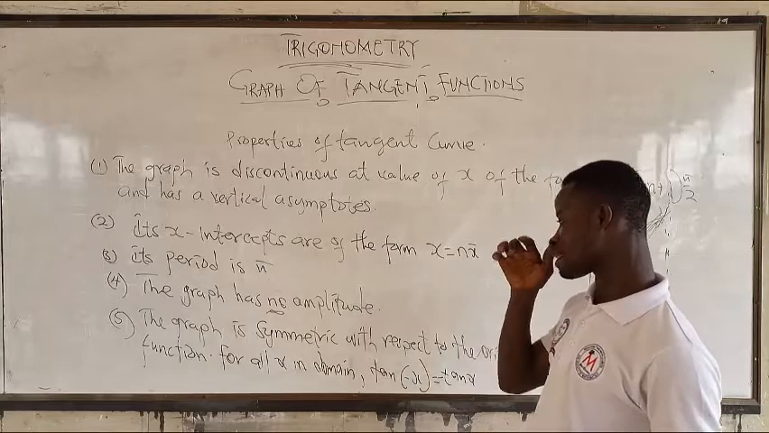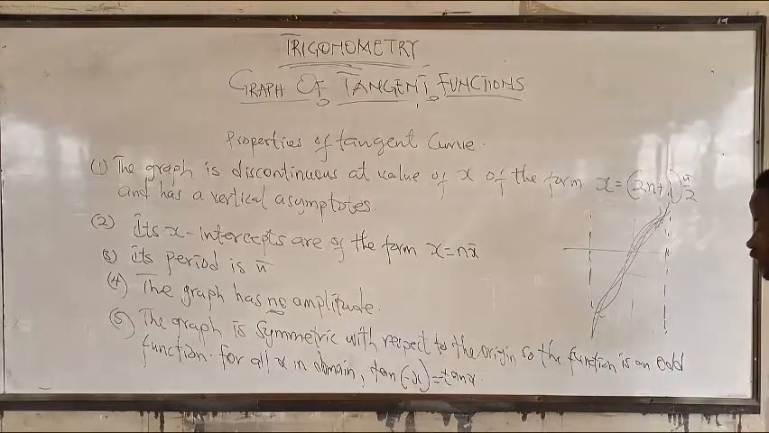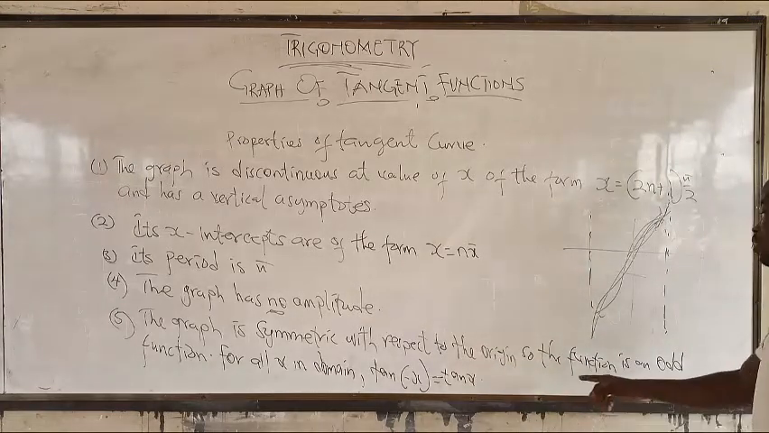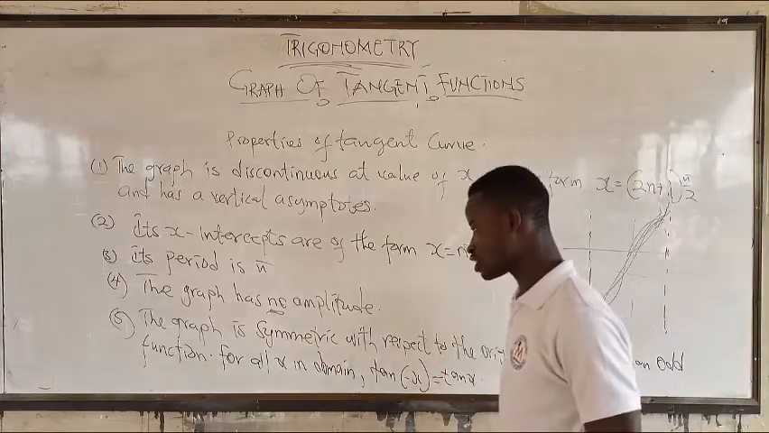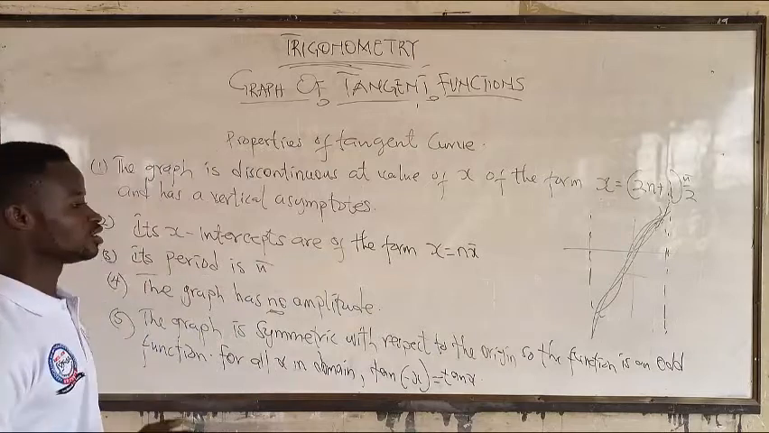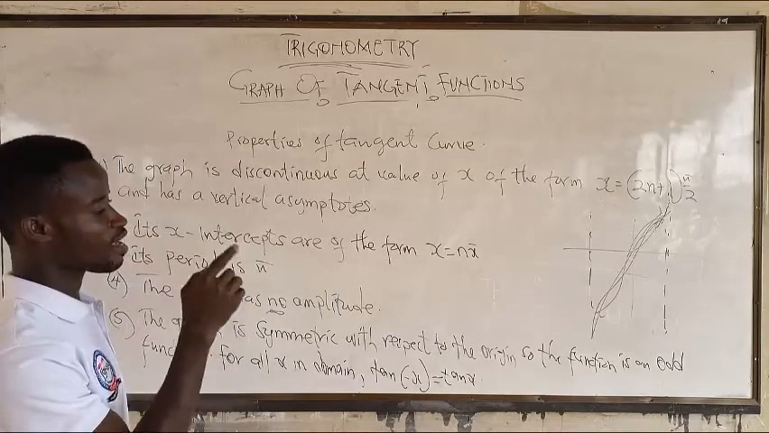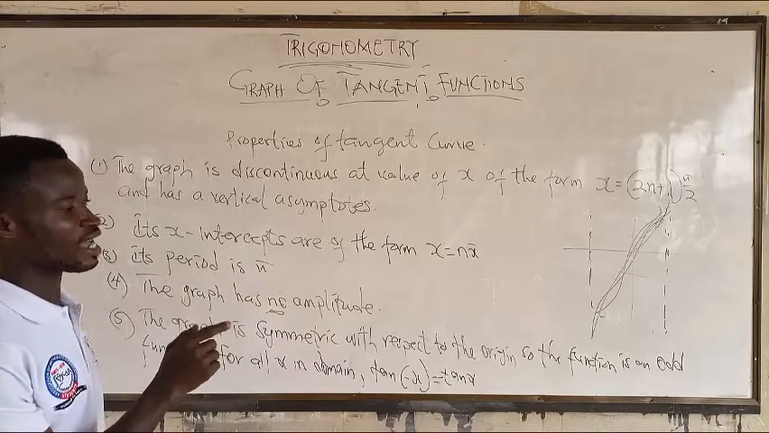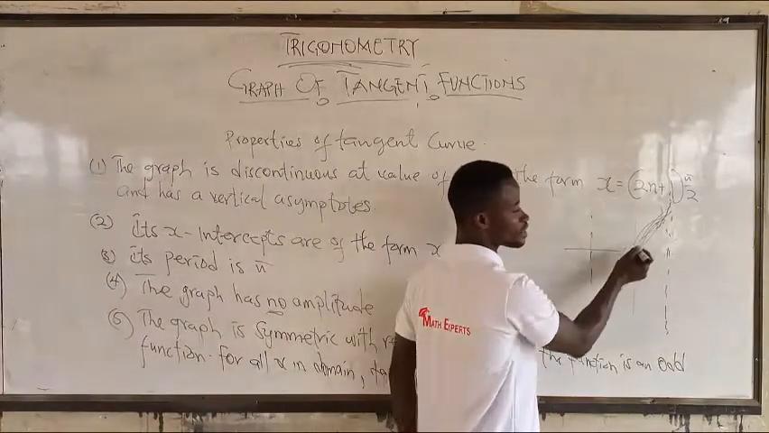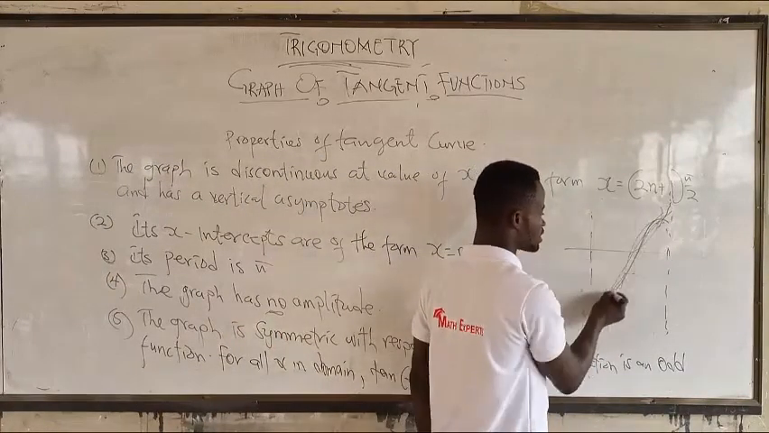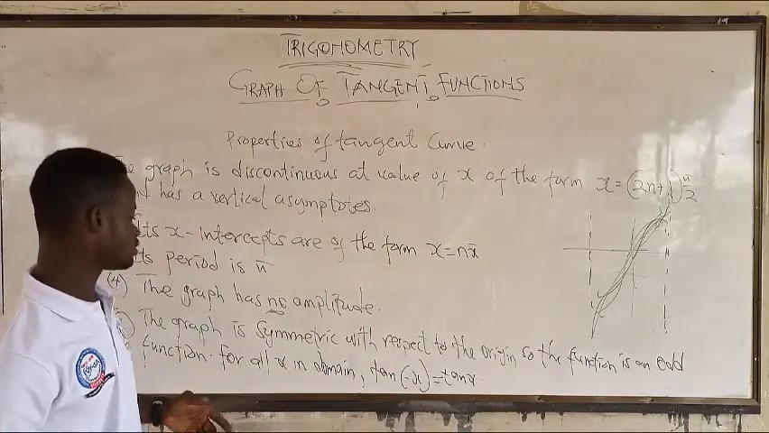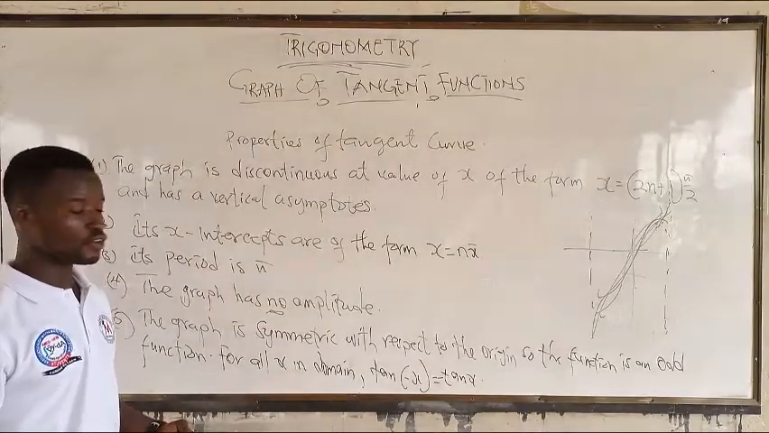5. The graph is symmetric with respect to the origin. So the function is an odd function, since it's symmetric to the origin. Don't forget that for the sine curve, that one too is symmetric at the origin. I hope when you say symmetric at the origin, you understand. This is the origin. So since it's symmetric at the origin, it is an odd function.